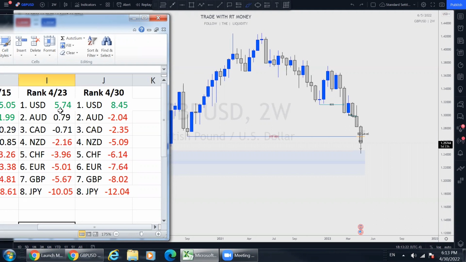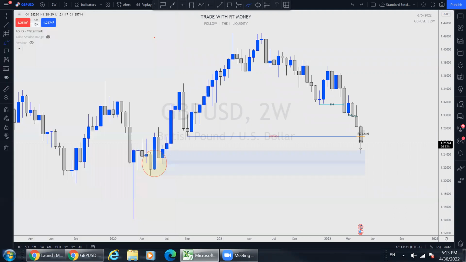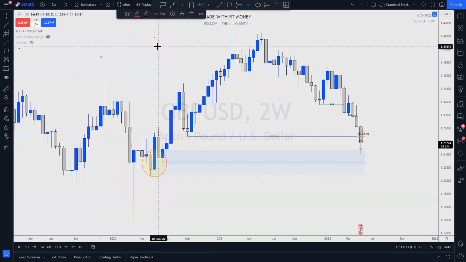Meanwhile, the US dollar ranked at number 1 this week, as well as last week. Last week it was at 5.74. This week it is at 8.45. We are matching the strong against the weak, and that's the way we want to do it, right?